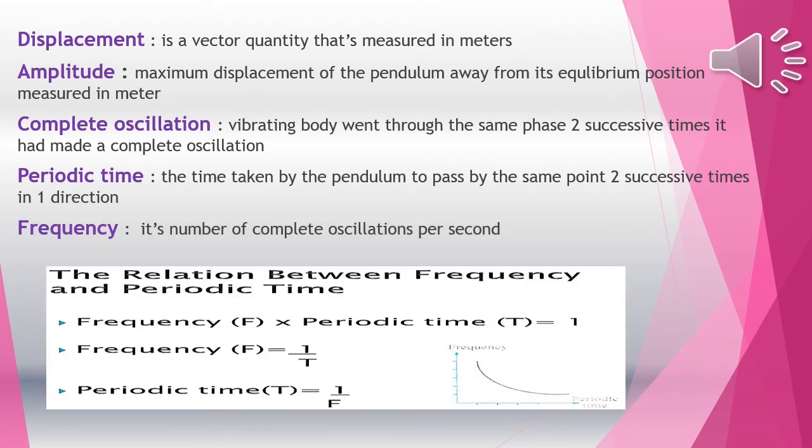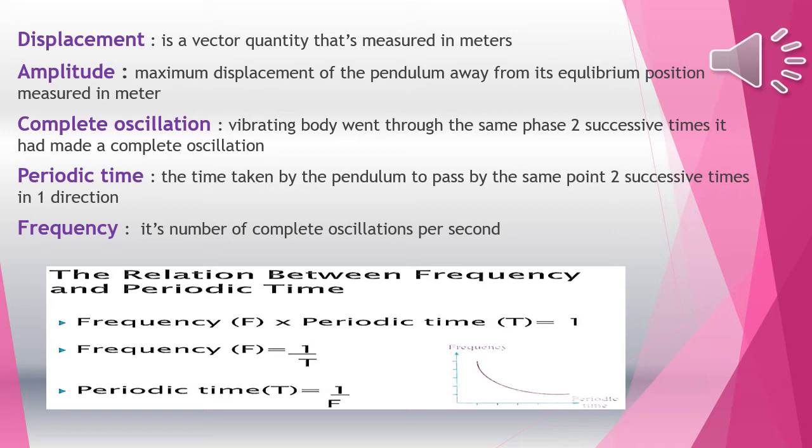To study oscillatory and wave motion, we must know some terms and concepts. First one, displacement. Displacement is a vector quantity and measured in meters. Second one, amplitude. Amplitude is the maximum displacement of a pendulum from its rest position or equilibrium position, and it is also measured in meters, but it's a scalar quantity.